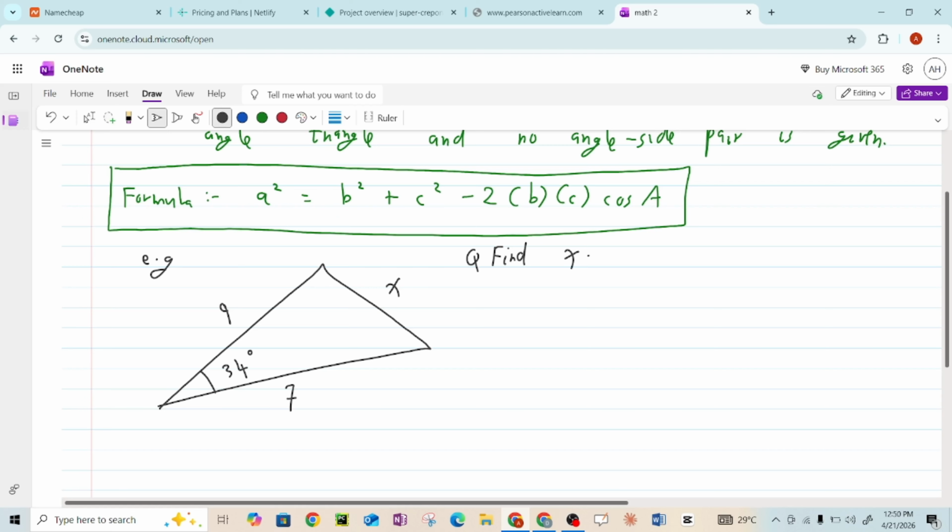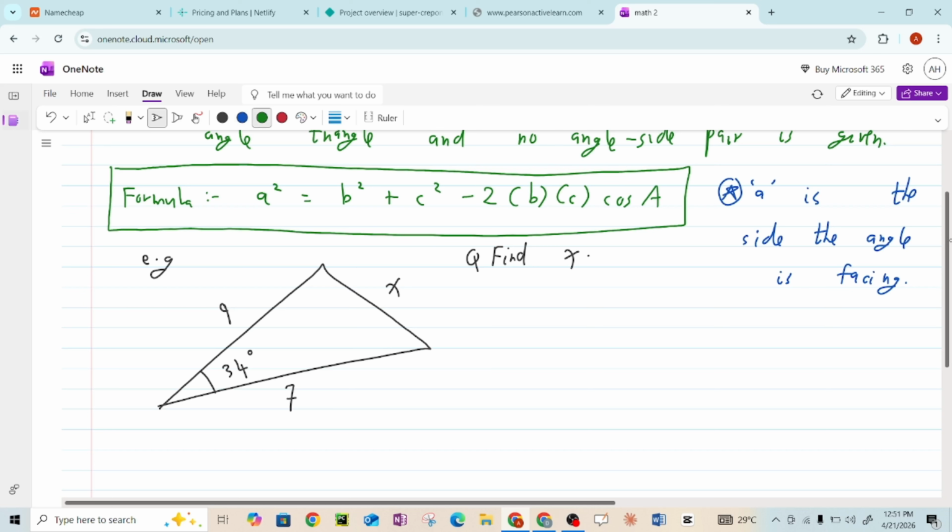This is where cosine rule comes in. Cosine rule says that in this formula, a is the side that the angle is facing. Let me also write that. This is very important because some students do mix this up. a is the side the angle is facing.